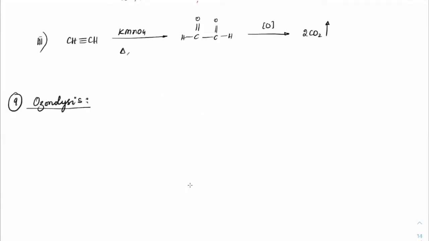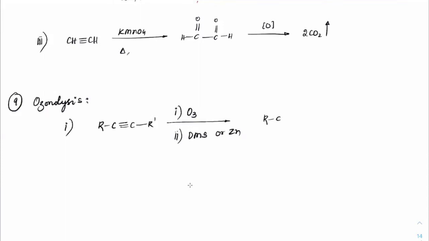Ozonolysis reaction will go through reductive or oxidative ozonolysis. We have done that before. So see how the reaction needs to be carried out. RC triple bond C, R dash is present here. First, if you treat with O3, and second, if you treat with DMS or zinc, it will undergo reductive ozonolysis. Through reductive ozonolysis, the product what you will get is a diketone. This is where it will end.